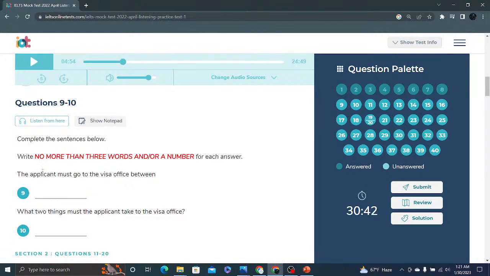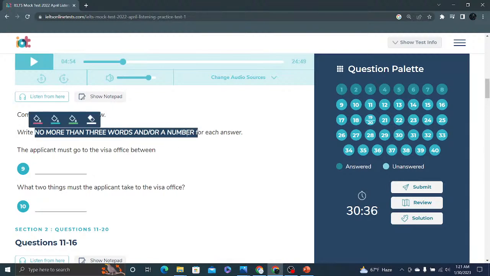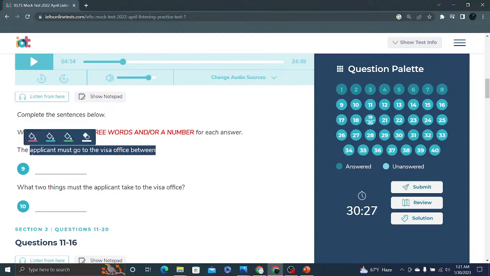Okay, now here is another instruction for us. No more than 3 words and a number for each answer. Okay, just keep it in your mind. The applicant must go to the visa office between, maybe we're going to listen, a date. Let's listen to it.